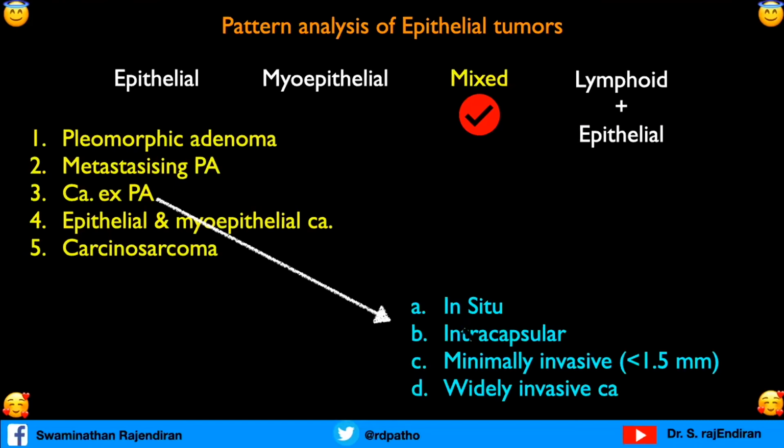Most of the people follow less than 1.5 millimeters, but now the new WHO, probably you might have caught it in that slide, it is telling 4 to 6 millimeters. Okay, keep that in mind. And then widely invasive carcinoma. And how to differentiate these 4 types, we will see in a minute. Take a selfie of this for tumors in the mixed epithelial category.